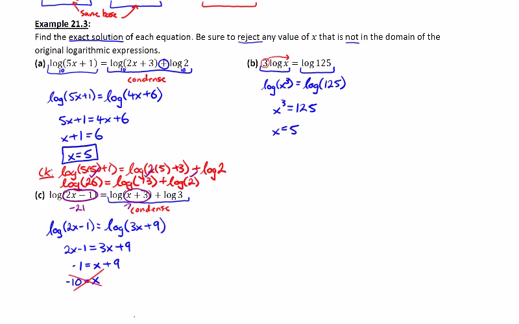Since it was the only solution that we had come up with, that means that there is no solution at all for this. So I'll just write out the phrase no solution. Or if you prefer, you can use the 0 with a slash through it, meaning the empty set. And either one of these would be acceptable ways to state the answer for the solution to part C.